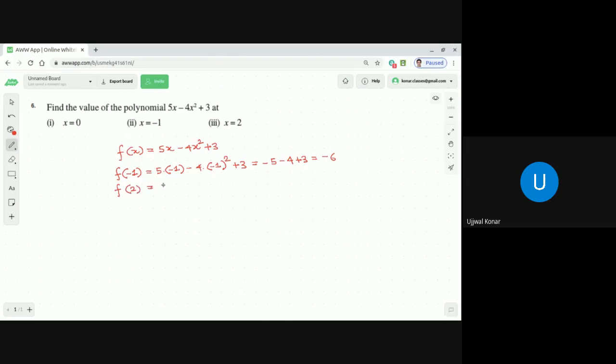Now f of 2 is equal to 5 into 2 minus 4 into 2 square plus 3. So 10 plus 3 is 13, and 13 minus 16 is equal to -3. Did you get -3, Kalpita? Yes, sir. The three answers you said are right, I also wrote those. Okay, great. I'll give you the marks right away.